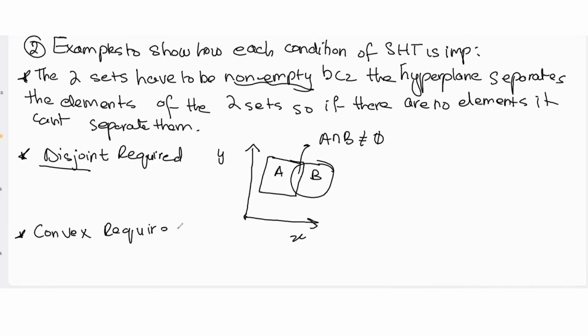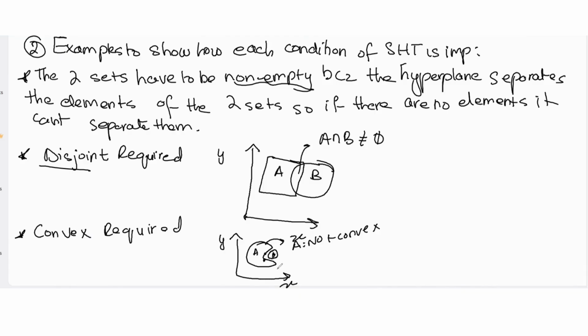A convex set is one where you can take any two elements inside the set and join them with a straight line, and that straight line will also lie inside the set. To show that convex is required, let's look at this example in 2D. We have these two sets in 2D. This is set A and this is set B. Now, A is not convex, because you can take two elements inside the set, like this element and this one, and join them with a straight line. That straight line does not entirely lie inside the set.